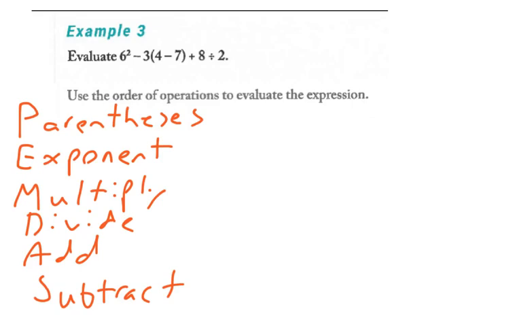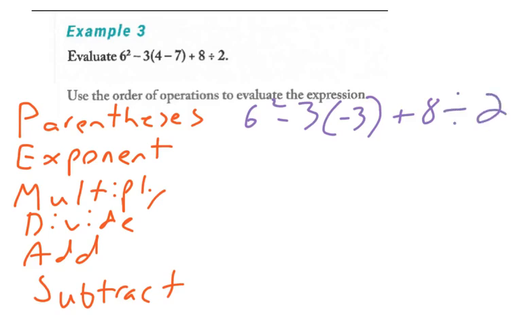So the first thing that we're going to do are the numbers in the parentheses. So we have 4 minus 7. And so when you take 4 and you subtract 7 from it, you get negative 3. So I'm just going to bring everything else down. Put a negative 3 in that parentheses.